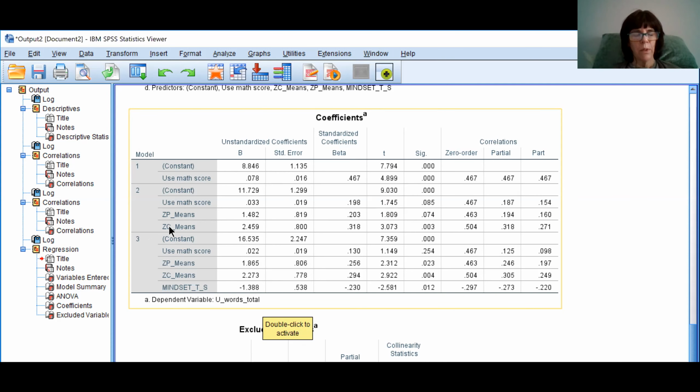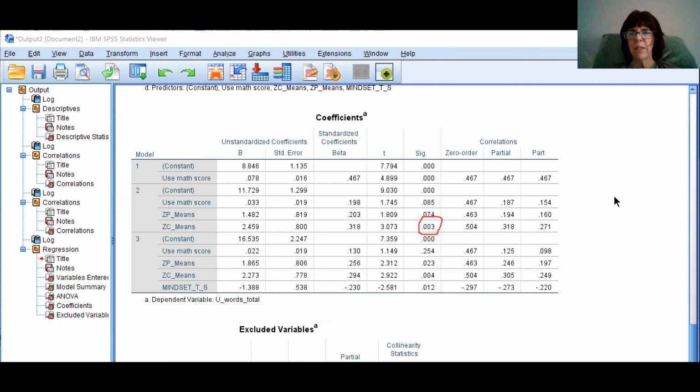In model 2, when you add in procedural and conceptual means, note that the only one of these that is an individually significant predictor of language use is conceptual understanding of the problem. So conceptual understanding of the problem is a significant predictor of use of language.